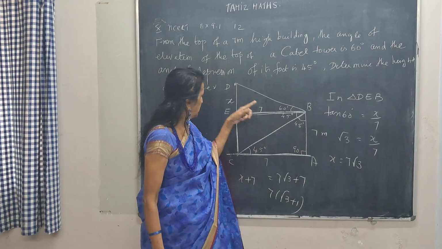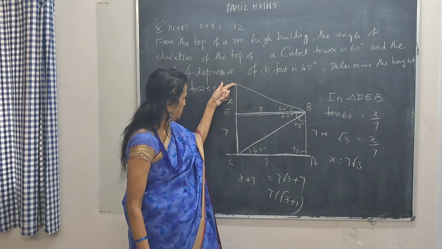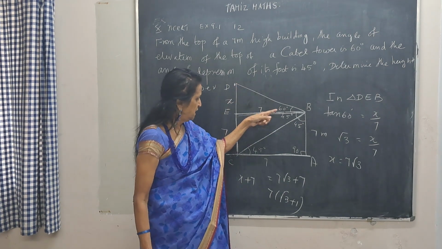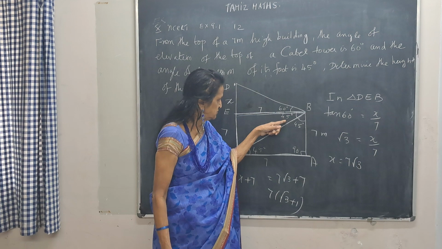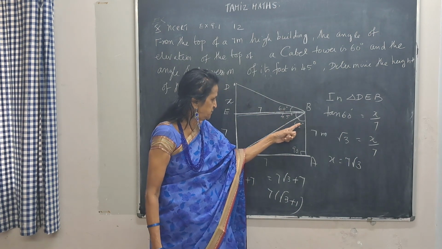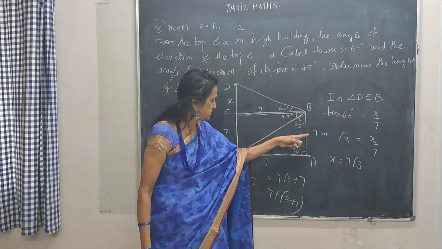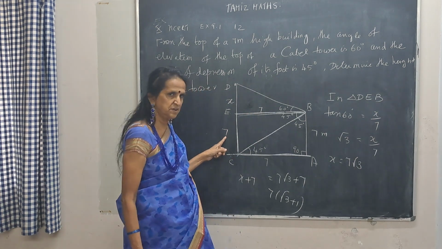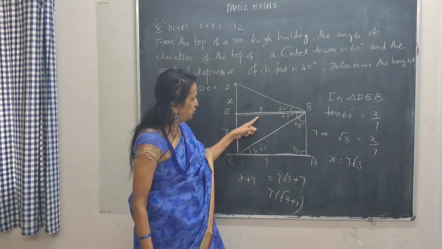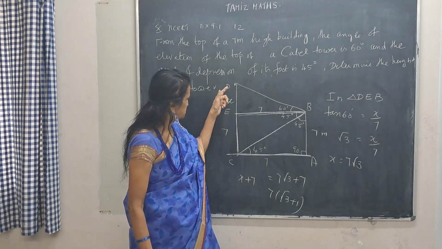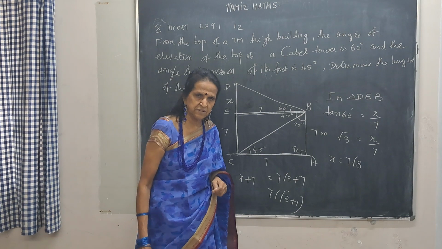This is the building and this is the cable tower. From the top of the building you stand and you see the top of the cable tower at an angle of elevation of 60 degrees, and you see the foot of the cable tower at an angle of depression of 45 degrees. This is 45, this is 60, which implies this will be 45 and this also will be 45, because all the angles put together should be 180. This is 7, therefore this will be 7, this will be 7, this will be 7. So consider triangle DEB. Tan 60 is x by 7, which will give you x is equal to 7 root 3. So the height of the cable tower will be x plus 7, that is 7 root 3 plus 7. That will be the answer.